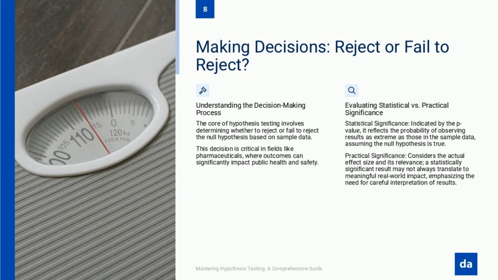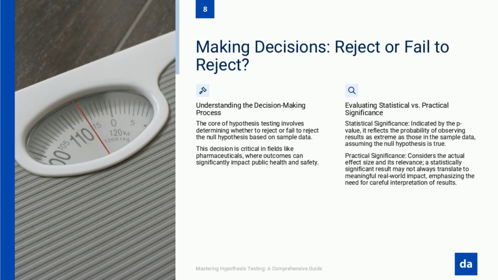At its core, the decision-making process in hypothesis testing involves determining whether to reject or fail to reject the null hypothesis based on the sample data collected. This process is particularly critical in fields like pharmaceuticals, where the outcomes of these decisions can have far-reaching effects on public health and safety. Consider a scenario where researchers are testing a new drug, drug B, against an established treatment, drug A. The null hypothesis might state that drug B is not more effective than drug A, while the alternative hypothesis posits that drug B is indeed more effective.